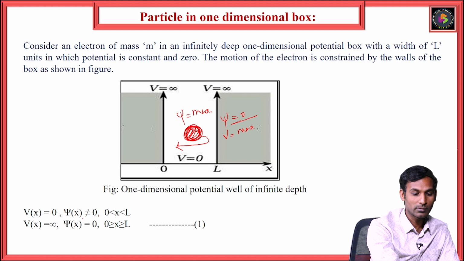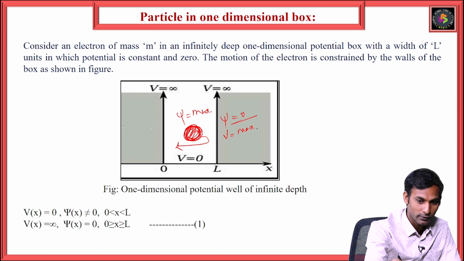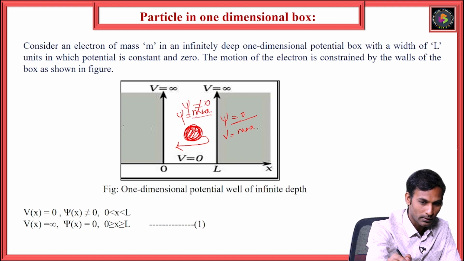At the boundaries, the wave function is not equal to 0. One more category: if x is less than 0 or greater than L, the potential energy must be infinity. So the wave function must be 0. So inside the box, the wave function is not equal to 0.